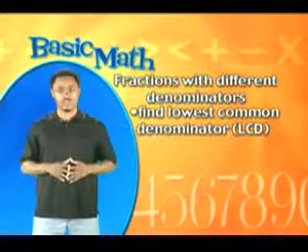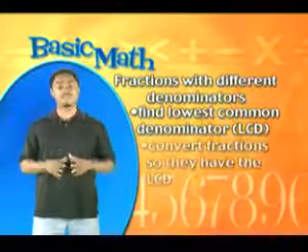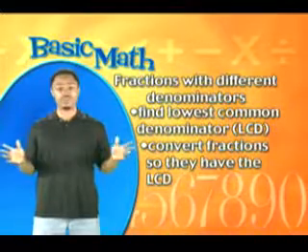To add or subtract fractions with different denominators, find the lowest common denominator for both fractions. Convert the fractions so they all have the lowest common denominator and add or subtract away.